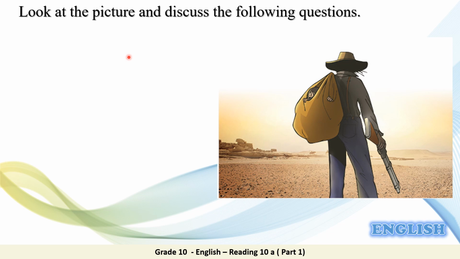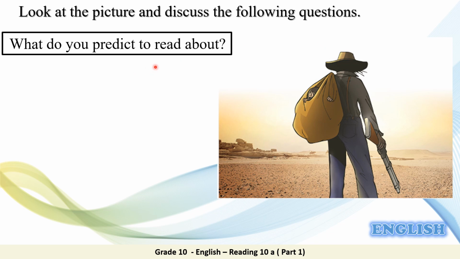Let's start with the following exercise. Look at the picture and discuss the following questions. What do you predict to read about? Let's look at the picture together. What can you see? That's right, a man and a child. Where are they? Look at the ground. Look at the weather. Yeah, they are in a very dry place, which looks like a desert.